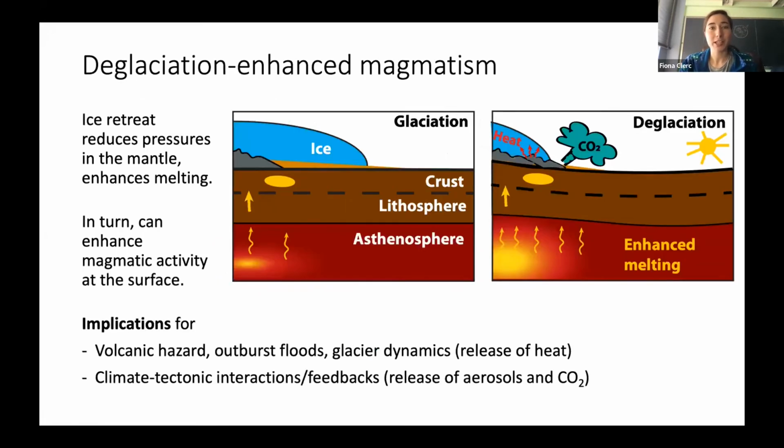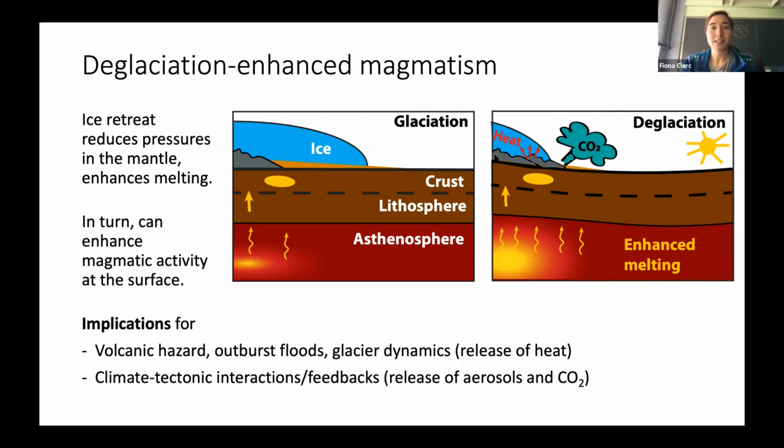So the retreat of ice sheets can influence magmatic systems, illustrated from left to right. As an ice sheet retreats, the mantle rebounds, which can reduce pressures in the mantle and enhance melting in areas which are already partially molten, illustrated by the yellow field. Enhanced melting can in turn increase magmatic or volcanic activity to the surface, which can potentially trigger outburst flooding from glacial lakes, or it can accelerate the flow of glaciers by heating their base. So that's these red arrows.